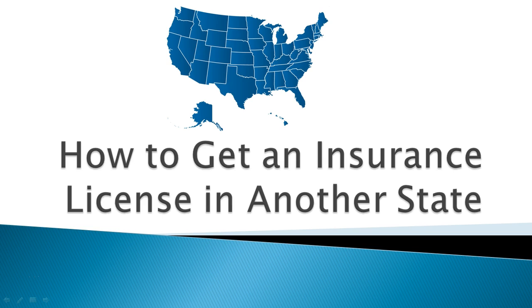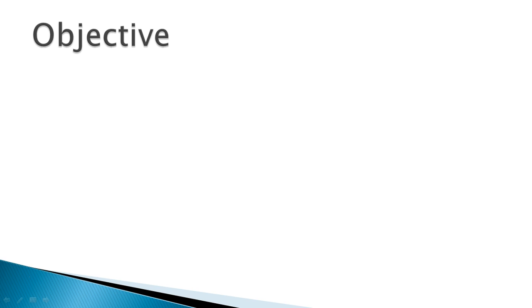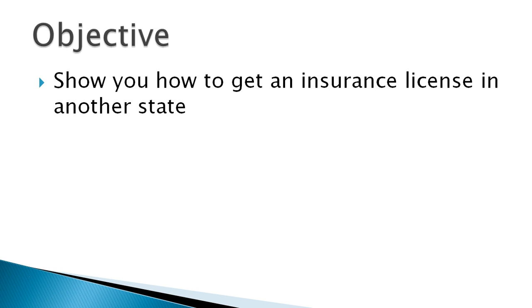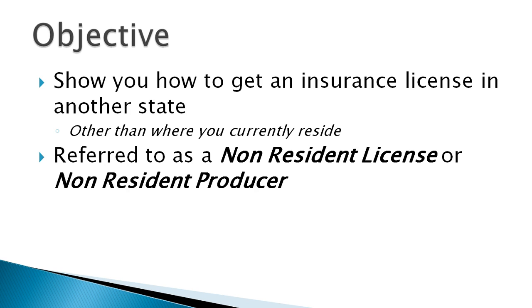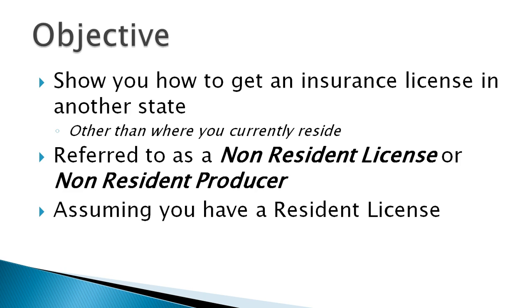get an insurance license in another state. So our objective here, just to reiterate that, is to show you how to get an insurance license in another state. So that's going to be other than the state where you currently reside, and this type of license is going to be referred to commonly as either a non-resident license or a non-resident producer license, something along those lines. Sometimes the names you might hear change a little bit, but typically what you're talking about is someplace other than where you currently live.